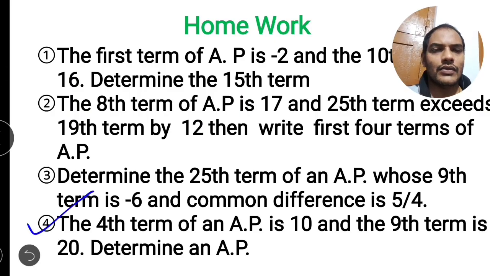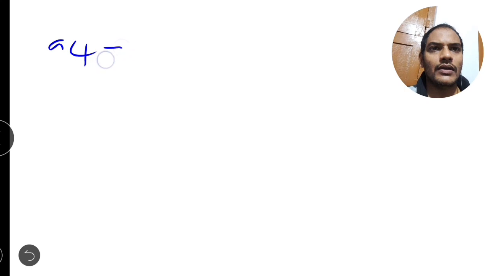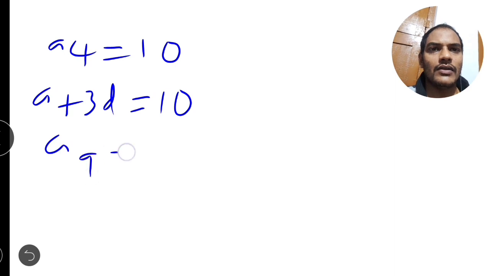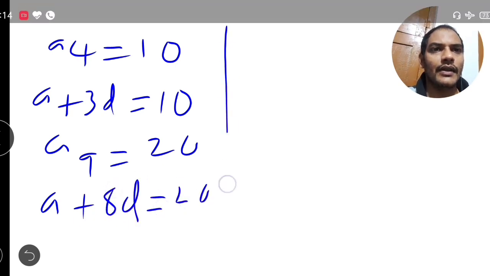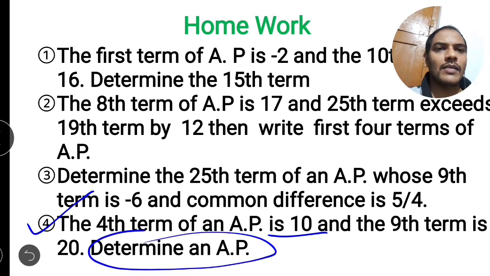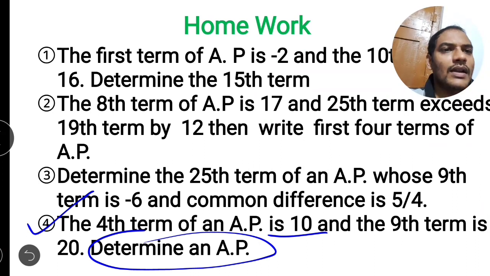Next, the last question, the fourth problem. The fourth term of AP is 10, so A4 equals 10, A plus 3D equals 10. And the ninth term is 20, so A9 equals 20, A plus 8D equals 20. Then determine the AP. To determine the AP, we need to find a minimum of 3 terms of AP, so A and D values are required. Let's find the A and D values.